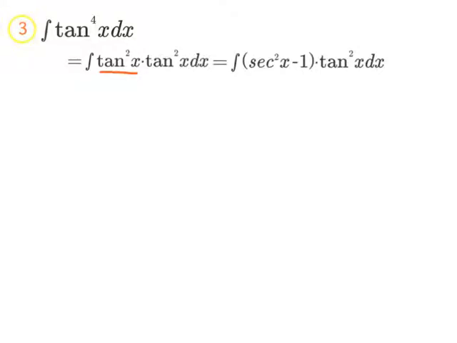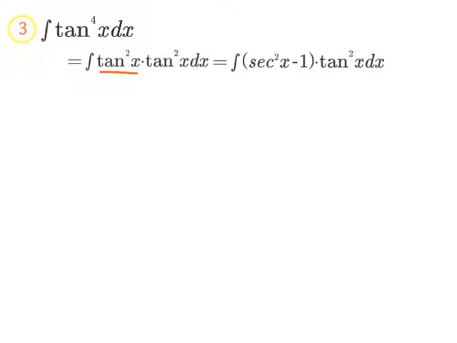Okay, so we have this now. Now what am I going to do with this? I still have a product of two things. If I try u sub, I'm still not going to get anywhere with it. If I try u to be tangent, my du is just a secant squared x times dx, not a secant squared minus 1 dx. If I let u be secant, my du is a secant tangent, and that I don't have. So what can I do with this?